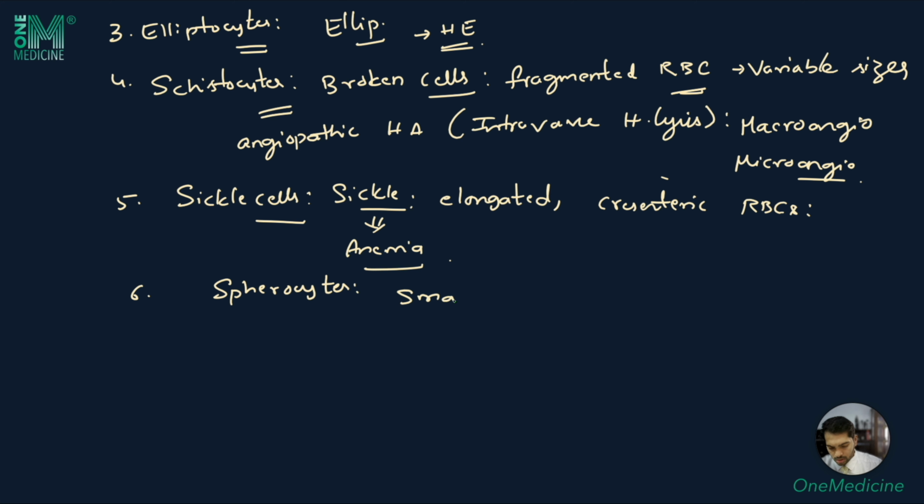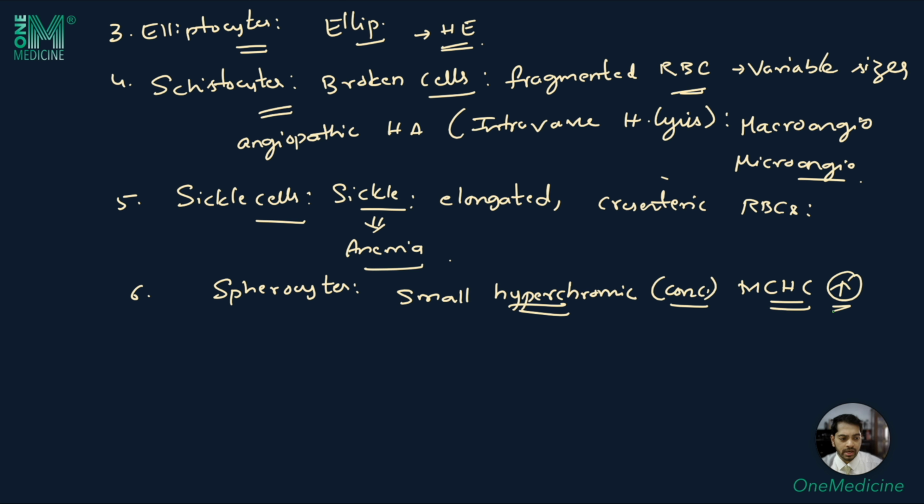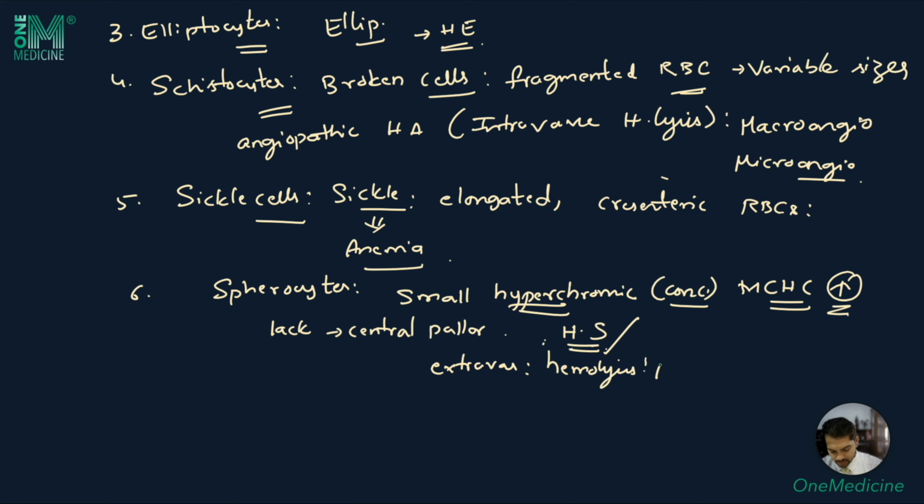Spherocytes are small, hyperchromic, which means all the hemoglobin is concentrated in one place, which is why the patient's RBC index of mean corpuscular hemoglobin concentration will be elevated in these patients, and they lack central pallor. These are seen in patients with hereditary spherocytosis or in patients with extravascular hemolysis, as seen in autoimmune hemolytic anemia patients, G6PD deficiency.